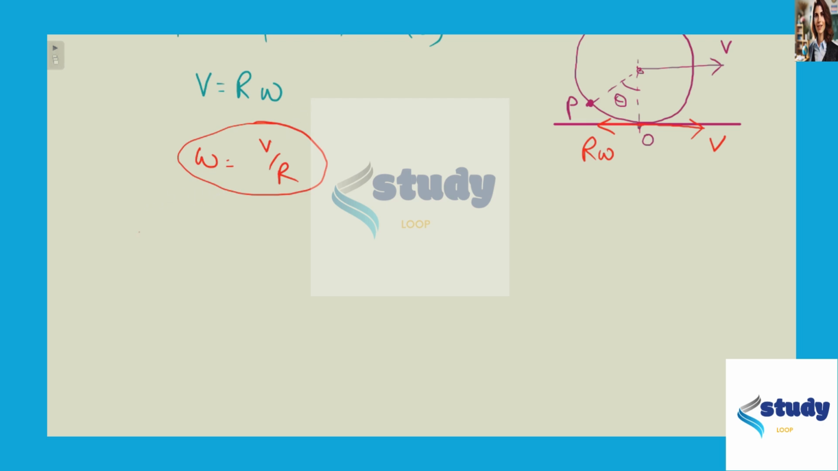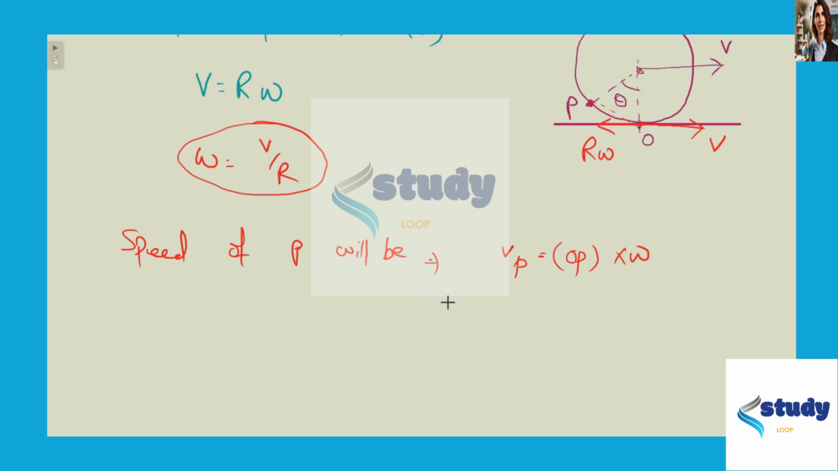Now the speed of P will be given by vP is equal to OP into omega. OP is the distance between these two points. This is our OP, and this is the speed of this particle.